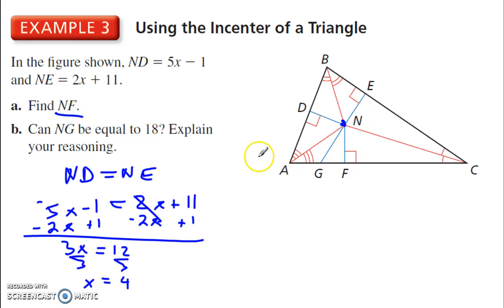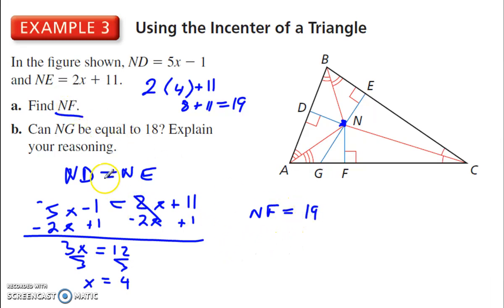The question was find NF. All right, so NF is not 4. x is 4. We need to plug x back in. So 2 times 4 plus 11. 2 times 4 is 8, plus 11 makes that length 19, which is the same as ND, which is the same as NF. So NF, because NF is equal to NE, is 19.